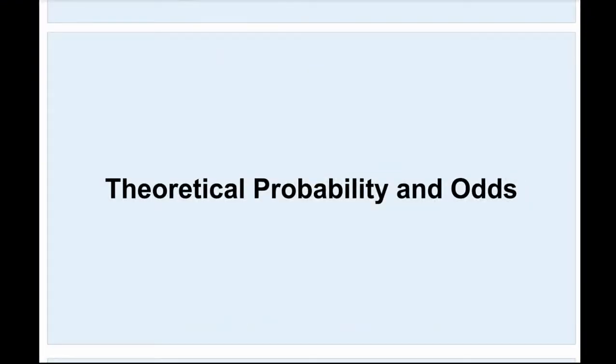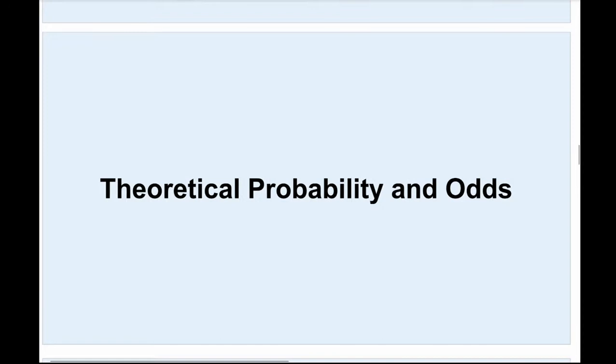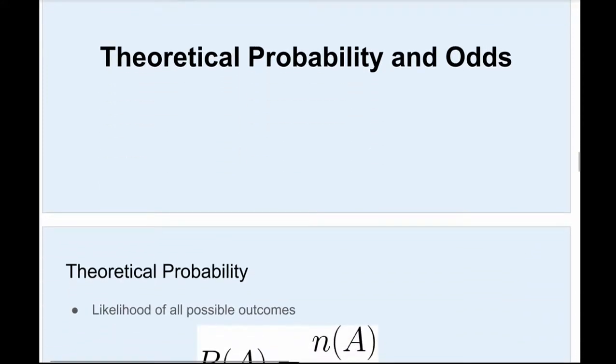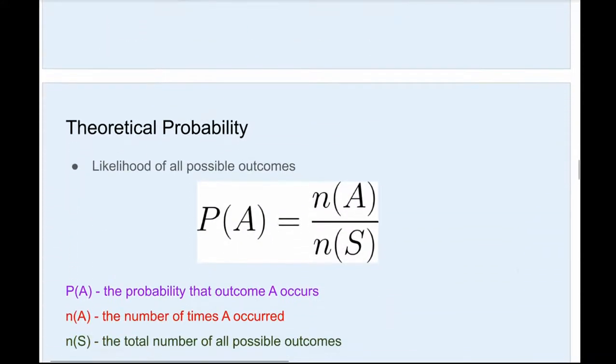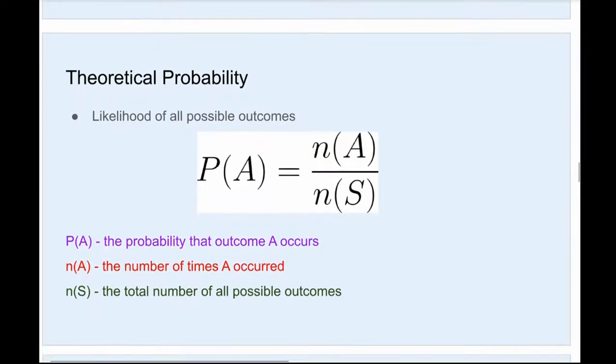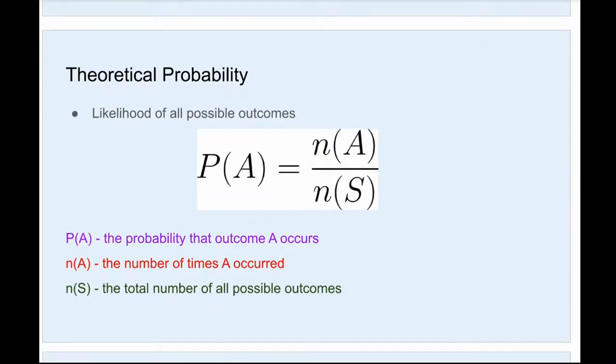So back to the lesson, theoretical probability and odds. Theoretical probability is the likelihood of all possible outcomes. If you look at this formula, it looks almost identical. The only difference is the bottom part of our fraction, our denominator, which is n(S) instead of n(T). And n(S) basically stands for the set of all possible outcomes. So if I'm looking at a scenario, what are all the outcomes that I could have?